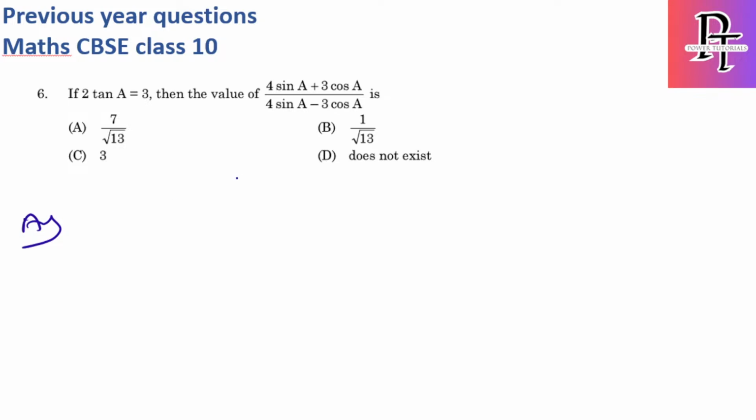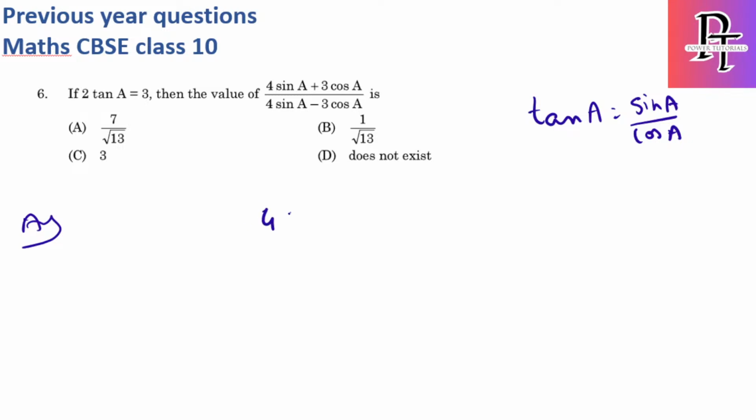Okay, let's continue. 2 tan A is equal to 3 by 3. They are asking to find the value of 4 sin A plus 3 cos A by 4 sin A minus 3 cos A. So we want to get it in tan. What is tan A? Tan A is nothing but sin A by cos A. So to convert sin, since we have cos here, simply I will divide the numerator and denominator by cos A.